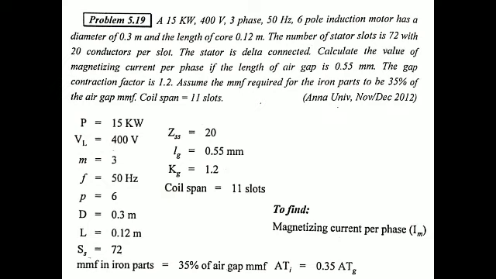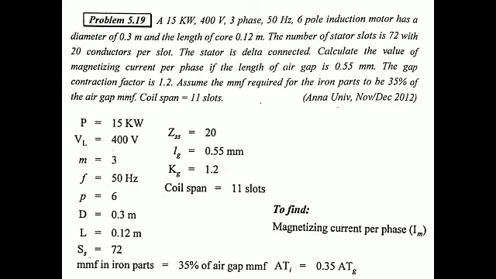Then the gap contraction factor, which is Kg, is 1.2. Then assume the MMF required for the iron path. This is an important condition here. The iron path MMF is assumed to be 35% of the air gap MMF. See the last line: the MMF in the iron path is 35% of the air gap MMF. That is declared by the equation ATi is the product of 0.35 with the air gap MMF, ATg. So we use this condition to determine the iron path MMF.